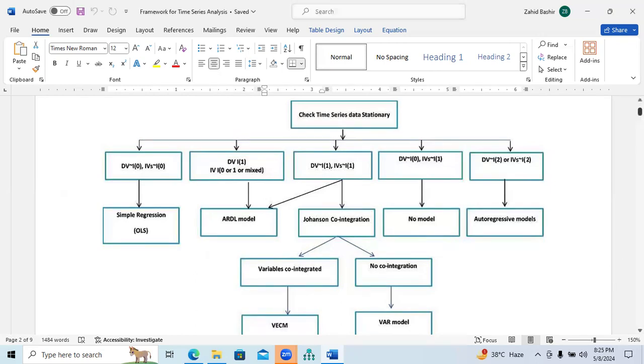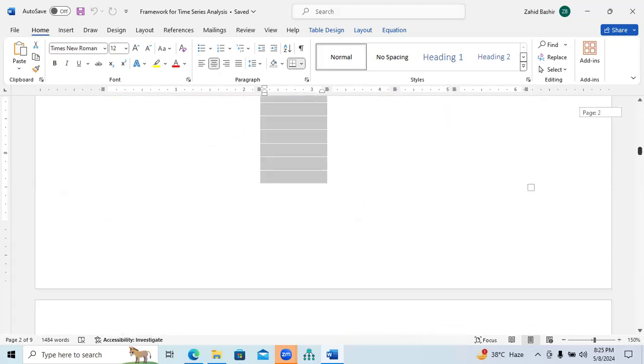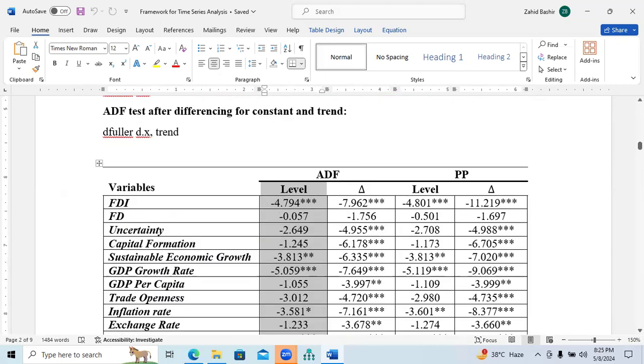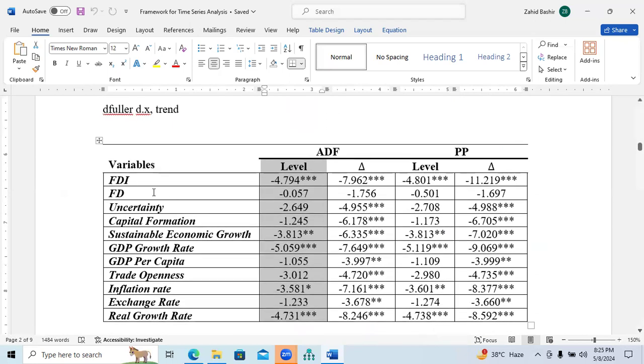So let us start from this table. If you can see in this table, FDI is the dependent variable, while these are the set of independent variables: for example, financial development, uncertainty, capital formation, sustainable economic growth, GDP growth rate, GDP per capita, trade openness, inflation rate, exchange rate, and real growth rate. So these are the independent variables, and the first one is the dependent variable.